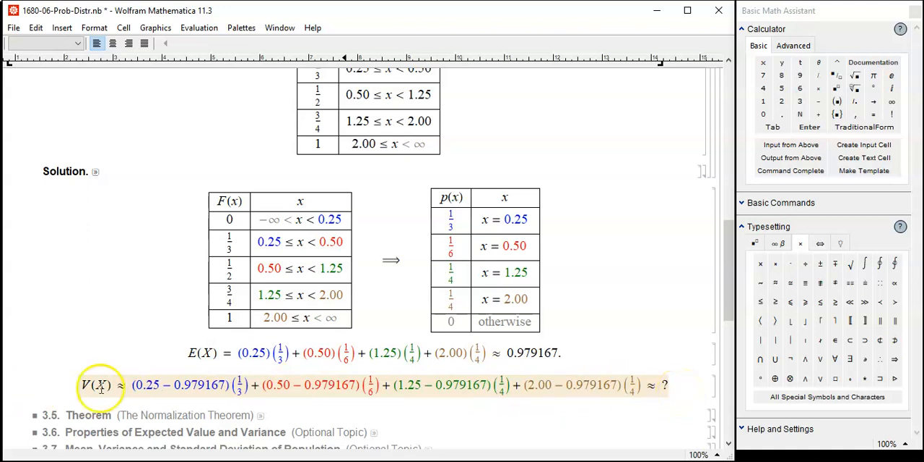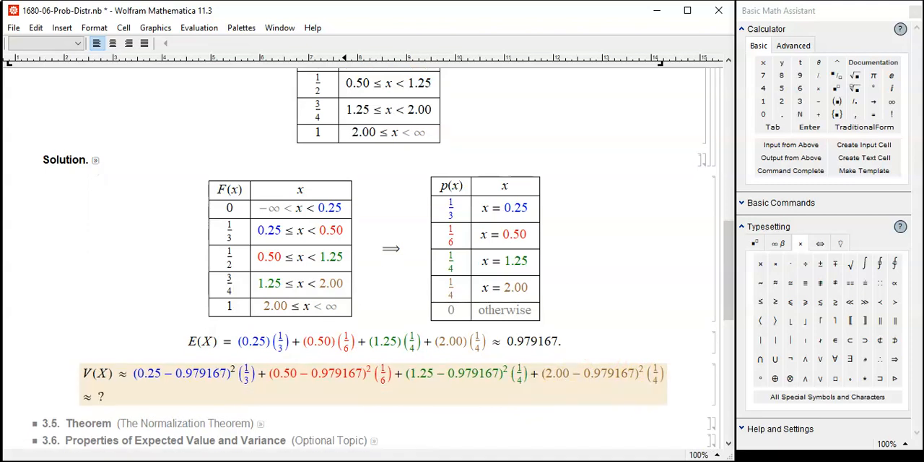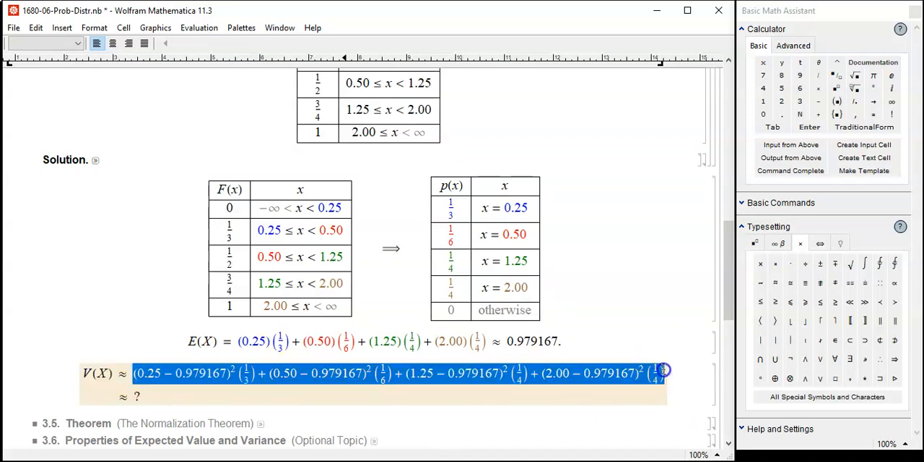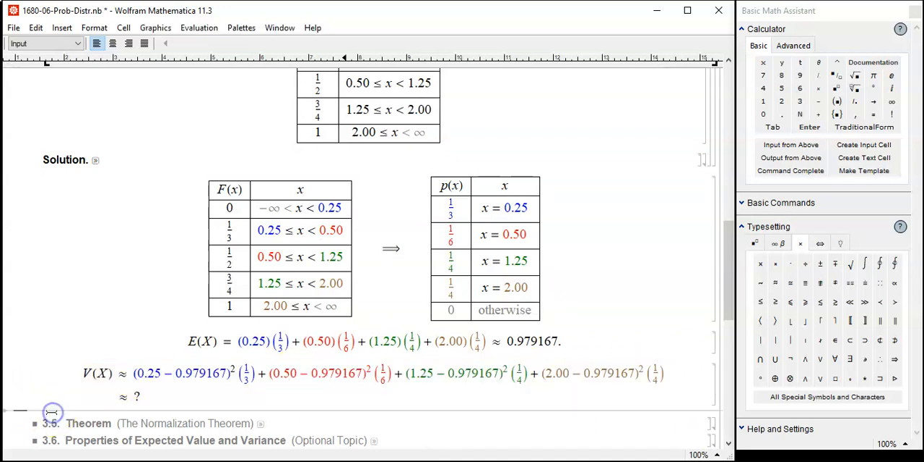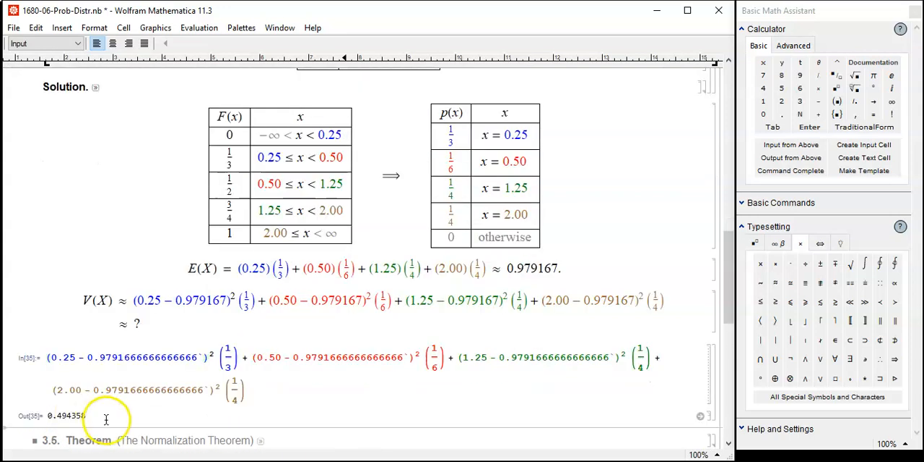Oh yes, I am missing something important. I just did a deviation. I did deviation squared times the probability. Deviation squared. I need squared. And let's calculate this entire thing. 0.49 something. I guess that's the variance.